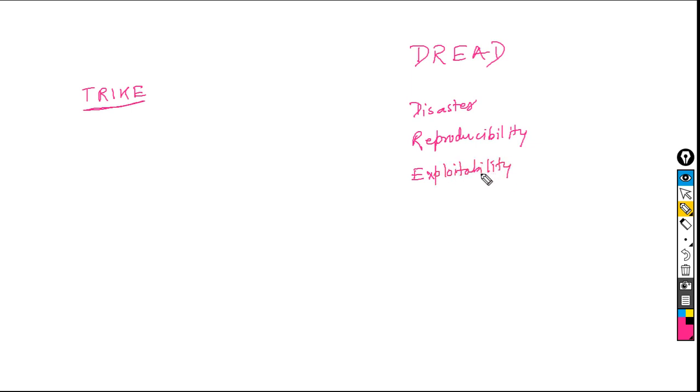Then when we talk about A, it means affected users. And when we talk about D, D means discoverability. So that is what DREAD actually is. And we have already talked about STRIDE.